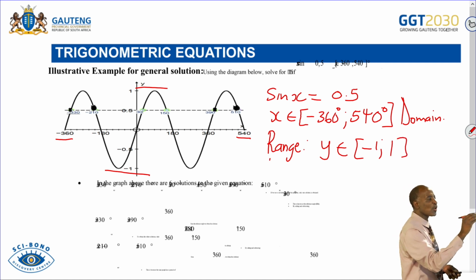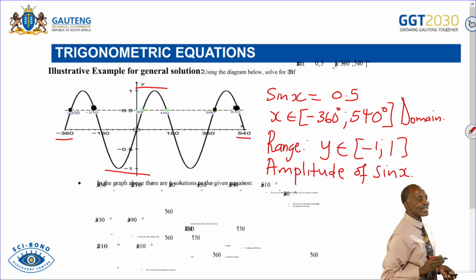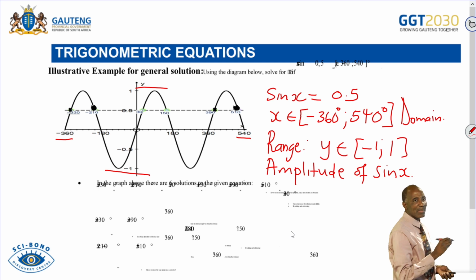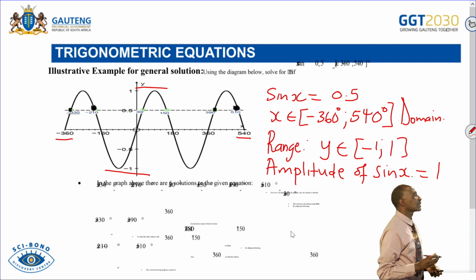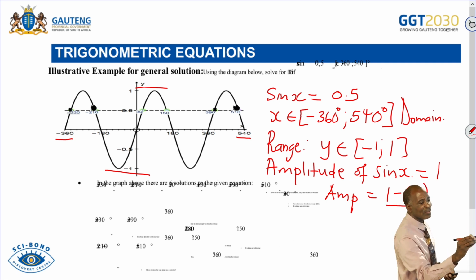This then will lead us to what we call the amplitude of our graph of sine x. Our amplitude is half the distance between the minimum and the maximum. So half the distance, our amplitude is going to be 1. It's half the distance between the upper value minus the lower value. So your amplitude in actual fact is going to be 1 minus -1, the upper value minus the lower value, is always half that distance, which gives us 2 over 2, which results in a 1.